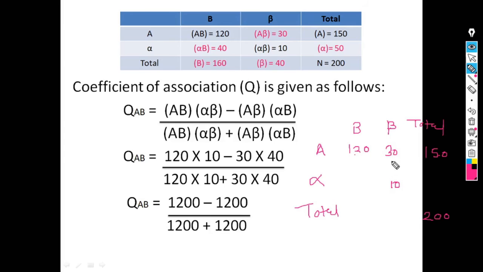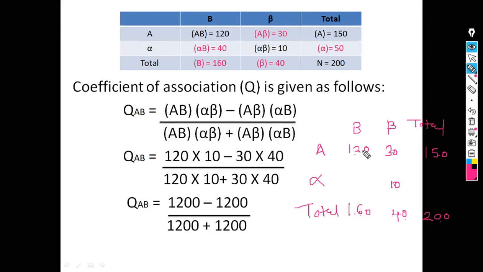Now from these two values, meaning the value of A beta and alpha beta, we can calculate the value of beta. So beta is 30 plus 10, that is 40. Now from these two values, meaning N and beta, we can calculate the value of B. B is 200 minus 40, which is equal to 160.